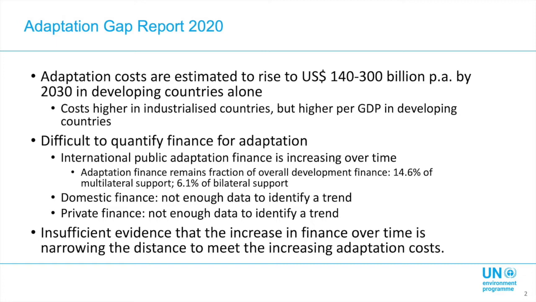Costs in industrialized countries are higher. Think of, for example, the inflatable flood barrier for Venice alone costs over 5 billion, but the costs per GDP are expected to be higher in developing countries.